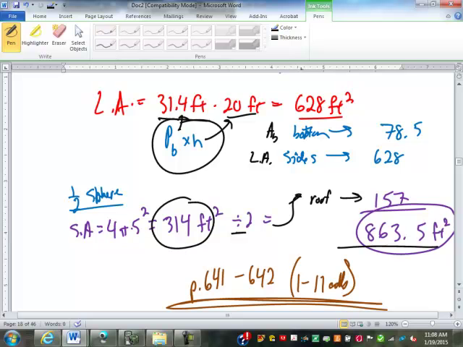On that page, 63 is the lateral area of everything? Yep, the 863 is the whole surface area of the whole thing. Surface area. Yep.